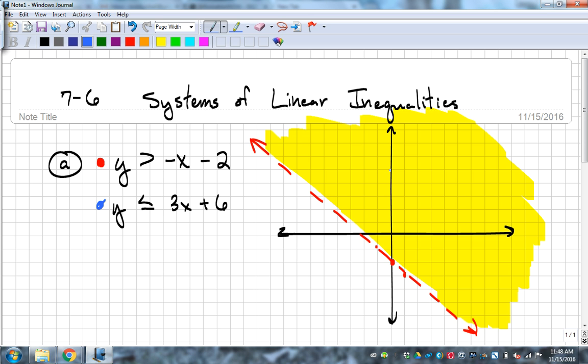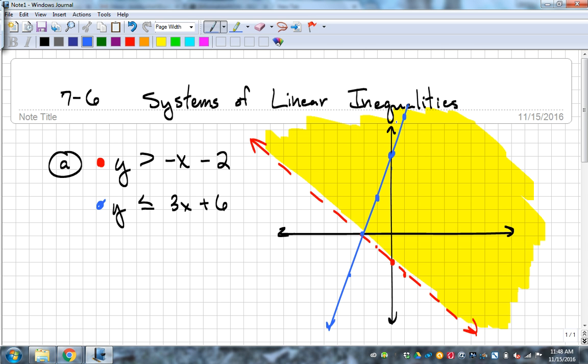1, 2, 3, 4, 5, 6. Slope 3, so I could go up 3 and over 1. Be about right there, or down 3, left 1. Should that be a dotted or a solid line? Solid. Why is it solid again? It's got the equal to mark, so that makes it a solid line. So we're going to draw that solid line.